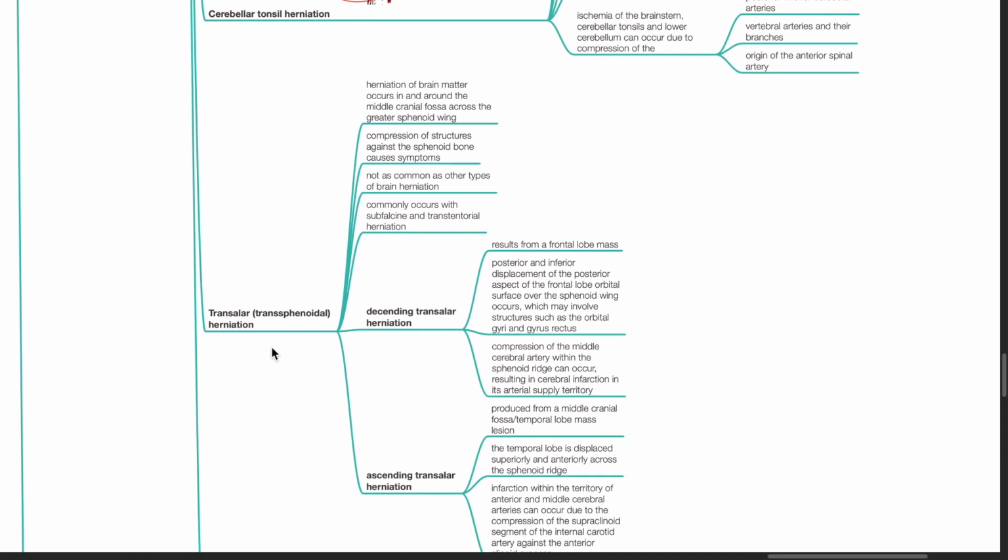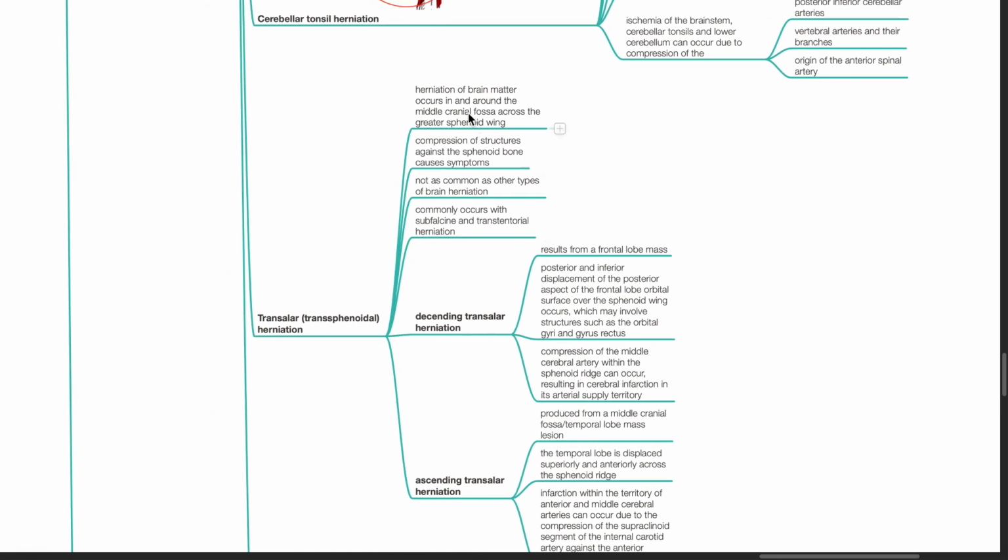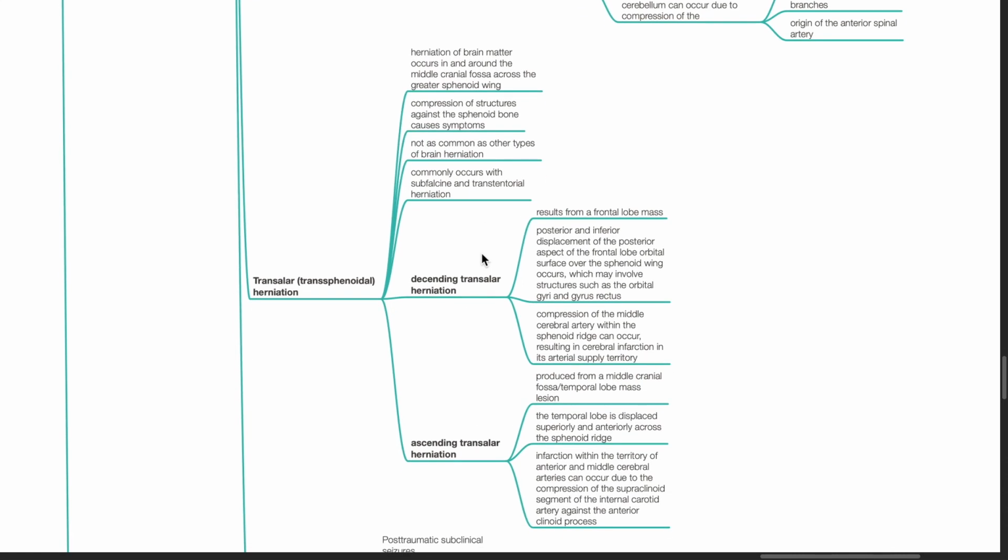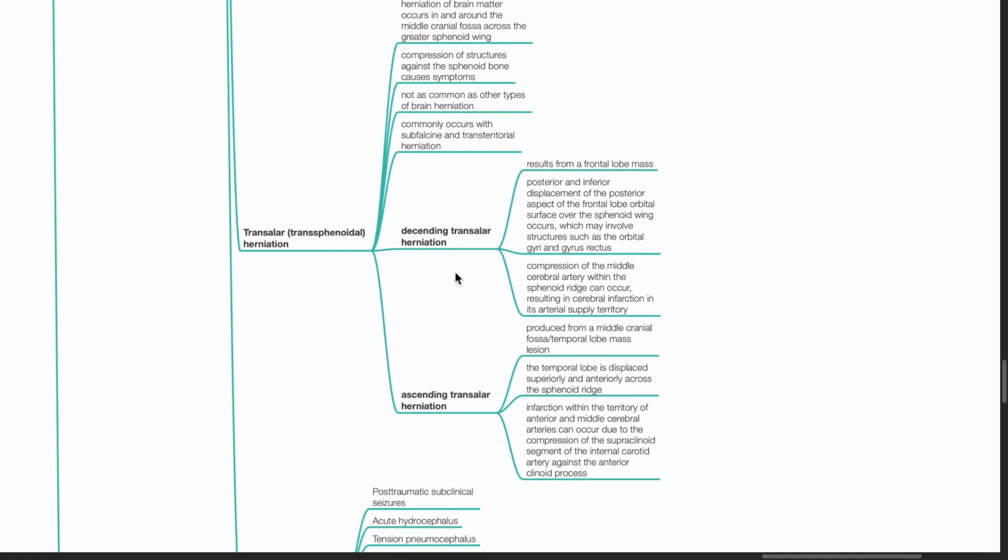Transalar or transsphenoidal herniation. Herniation of brain matter occurs in and around the middle cranial fossa across the greater sphenoid wing. Compression of structures against the sphenoid bone causes symptoms. This form of herniation is not as common as other types of brain herniation. It commonly occurs with subfalcine and transtentorial herniation. There is a descending and ascending form.